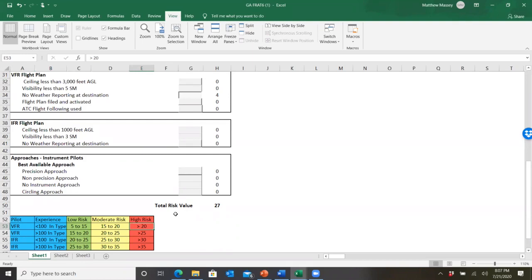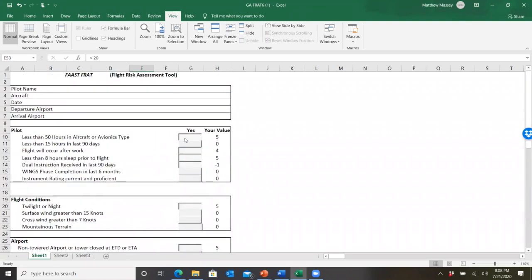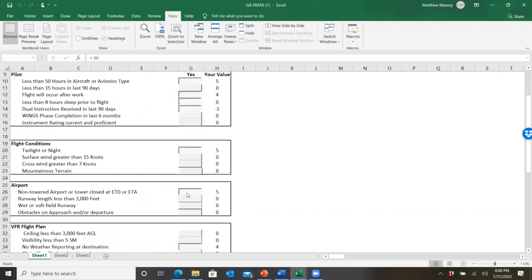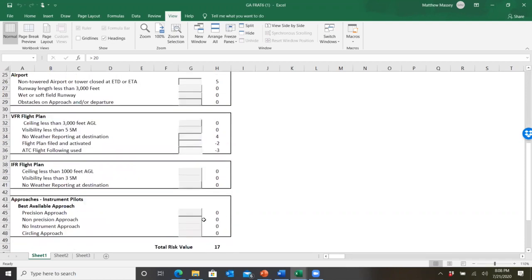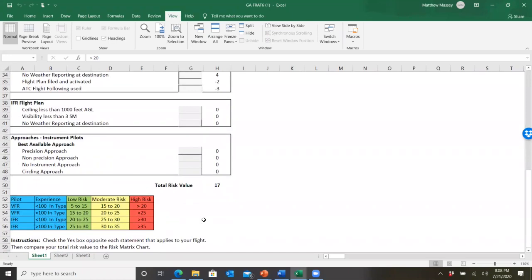But if I go up and I make some changes, let's say I did plan ahead and I did get my 8 hours of sleep. And let's say we are going to get a flight plan filed and activated, and we are going to get flight following. You can see how those are giving us negative values, and so it's going to drive down our score. So by simply getting 8 hours sleep and getting flight following, all of a sudden I lose 10 points, making it a lower risk operation. And now I'm at 17.